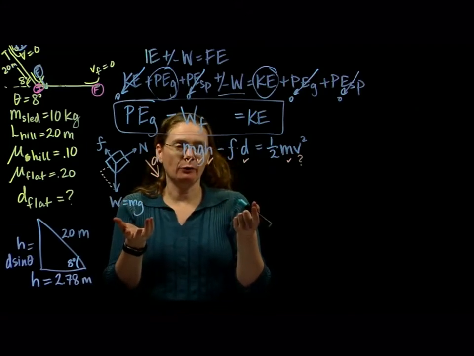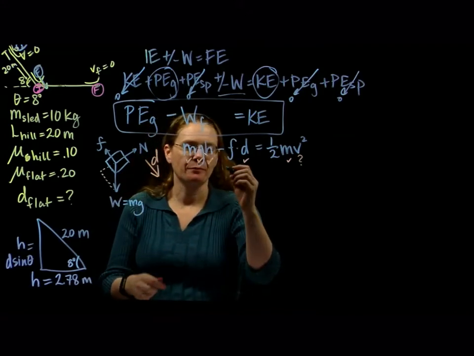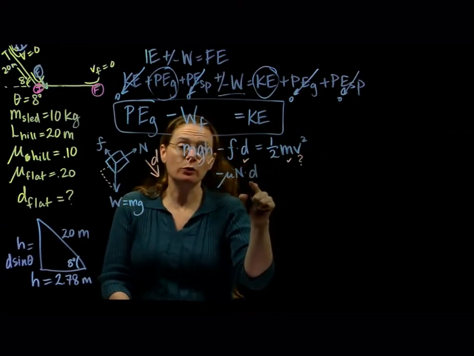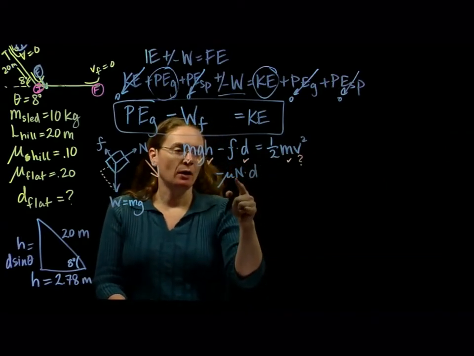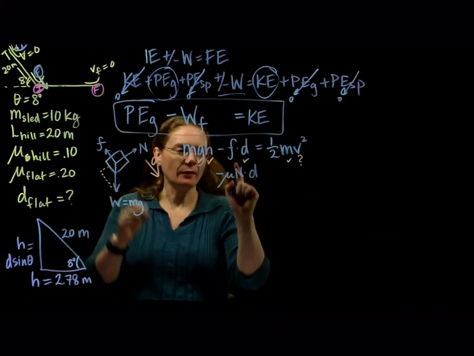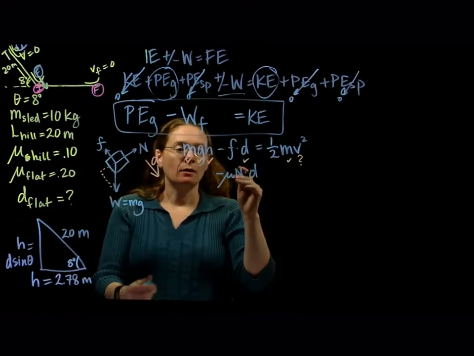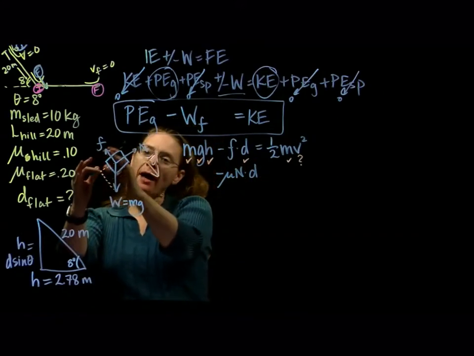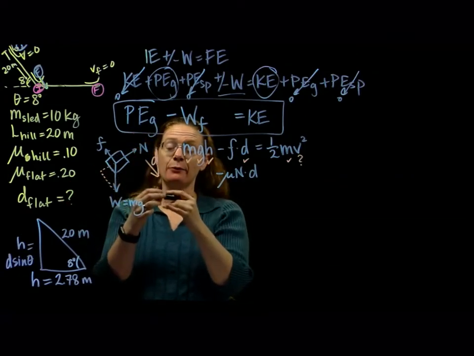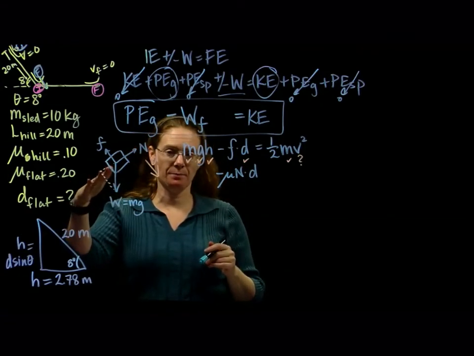Okay, how can we figure out friction? Well, friction is mu times n. So this term is going to be mu times n. Don't lose this distance. It's important. All right, I know mu. I've got mu for the hill. I need my normal force. In order to get my normal force, I'm going to look back at my force diagram and say, can I figure out what the normal force is?